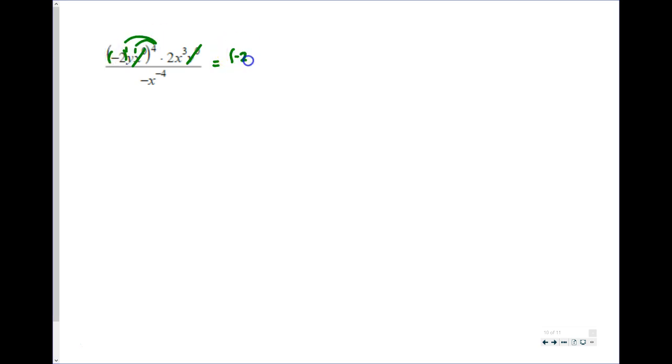So I get -2 to the 4th power, and then I get y to the 4th power, and I'm just going to rewrite these things up top and rewrite the bottom, -x to the -4th. Cool. All right, now I'm going to do my numbers. I've got this -2 to the 4th, which I know is 16, because -2 times -2 is 4, 4 times -2 is -8, and then -8 times -2 is positive 16.